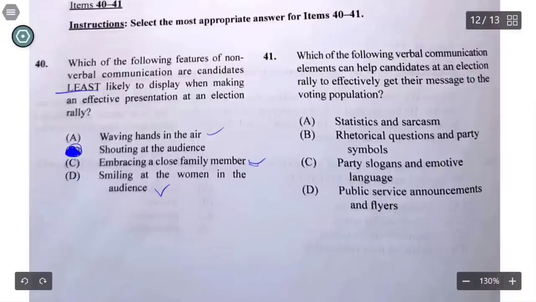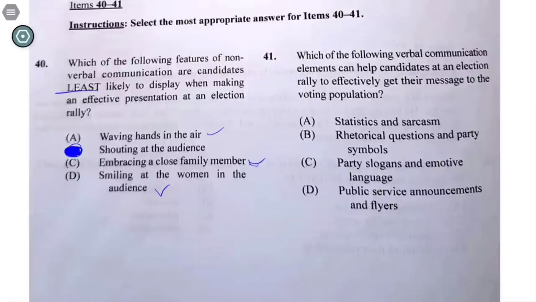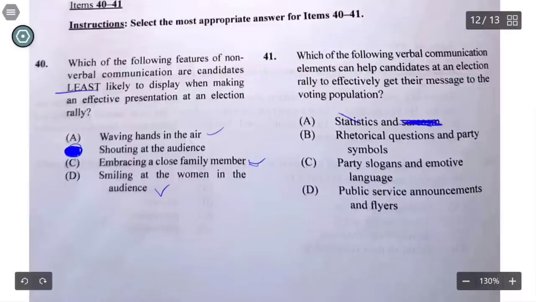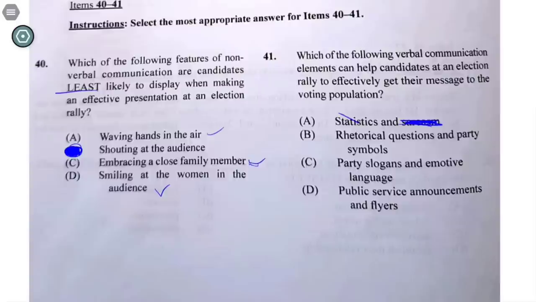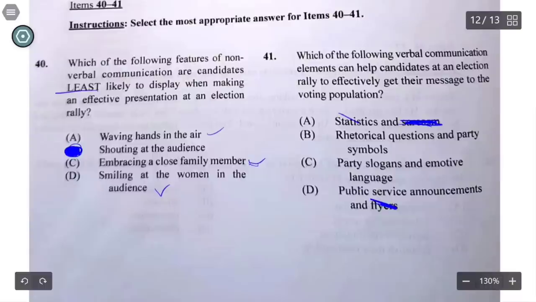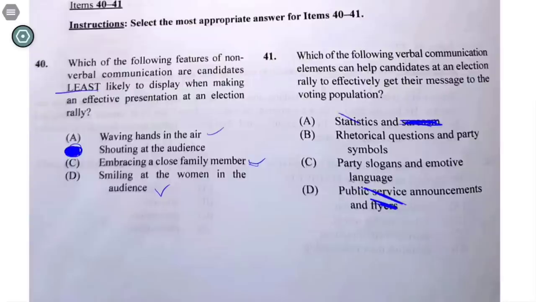Now, 41. Which of the following verbal communication elements can help candidates at an election rally to effectively get their message to the voting population? Statistics and sarcasm. Boring and rude. Rhetorical questions and party symbols, party slogans and emotive language, or public service announcements and flyers. At the rally itself, you wouldn't want to go with the flyers. Probably public service announcement, but those are the things that go around in the cars with the big speakers, telling you stuff. I think that's what that is.